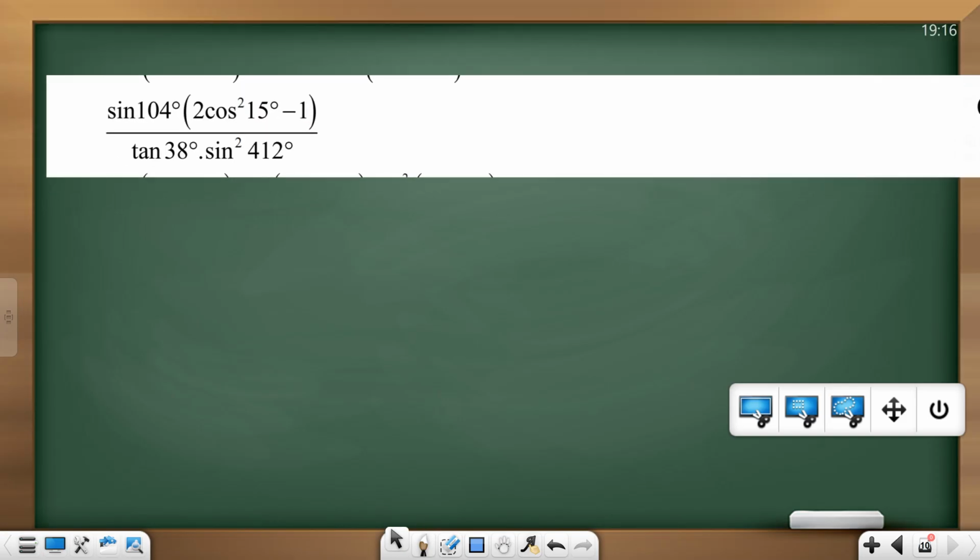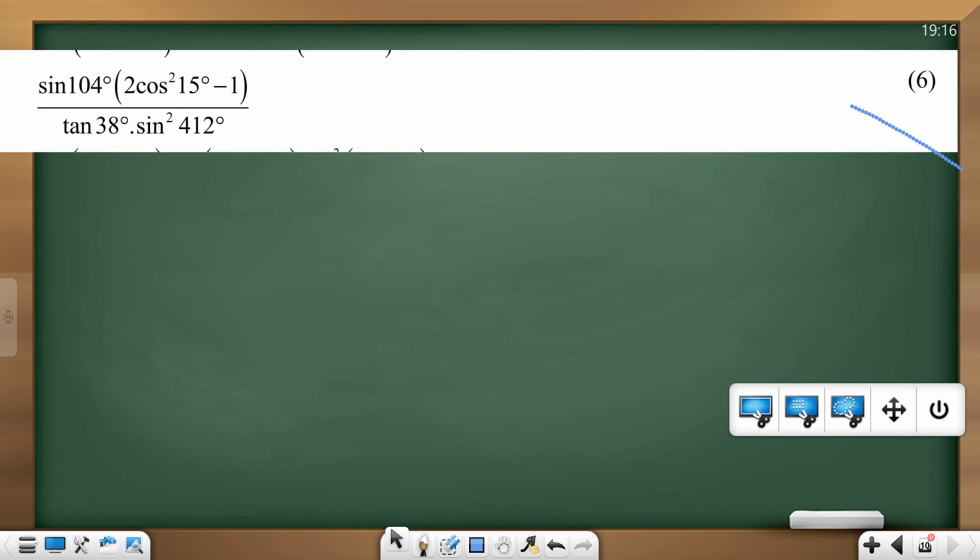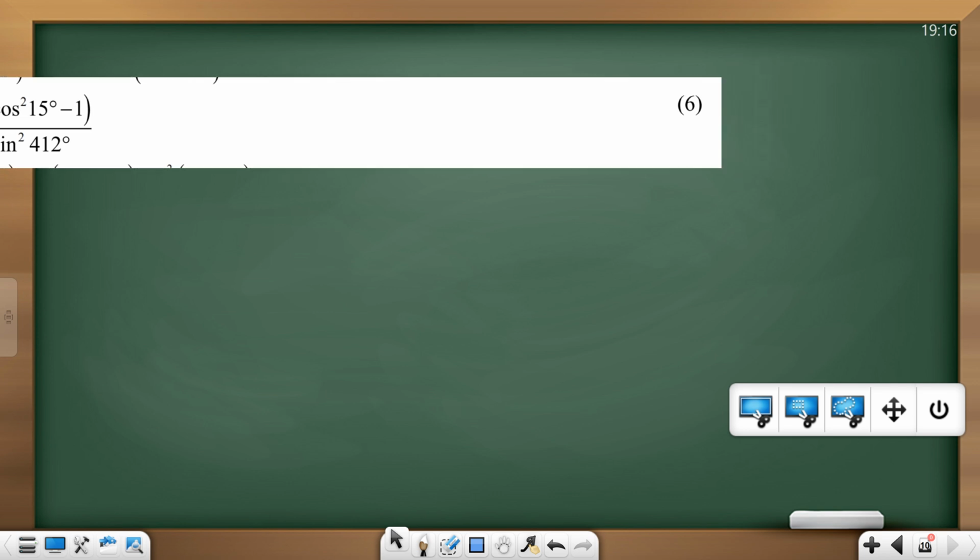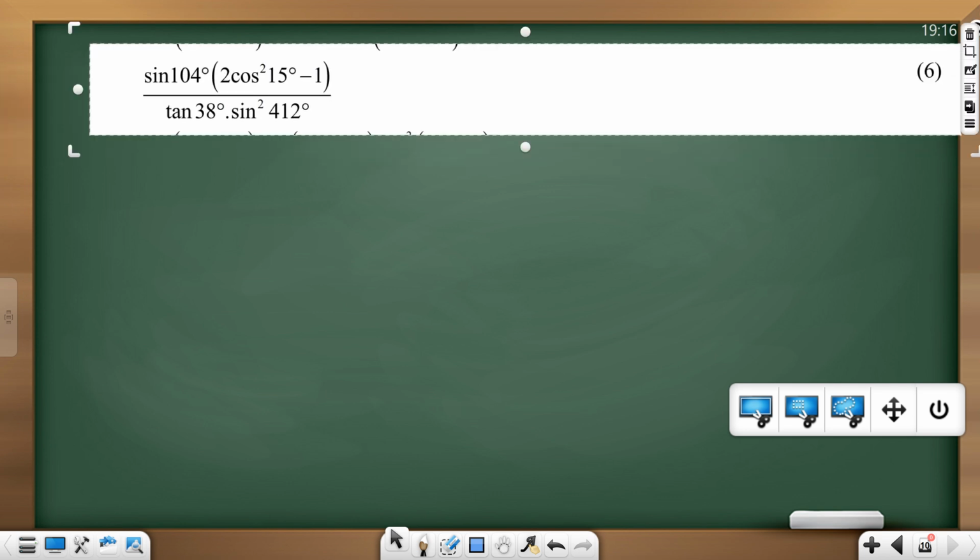Okay, let me do this one with you. Just to show you that once we've introduced you double angles, examiners are going to ask a lot. Sine 104. I can do that. Reduce that for me. Sine what? Beautiful. 76. Oh, great. But look at this one. My dear learners, look at what's in the bracket. 2 cos squared 15 minus 1.